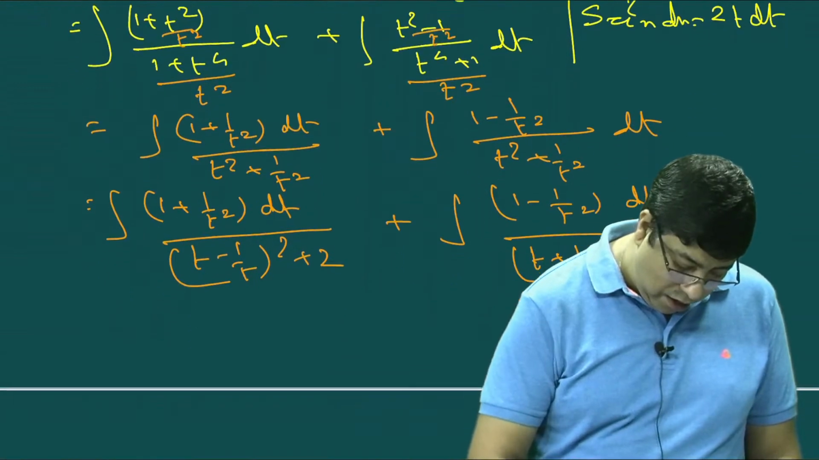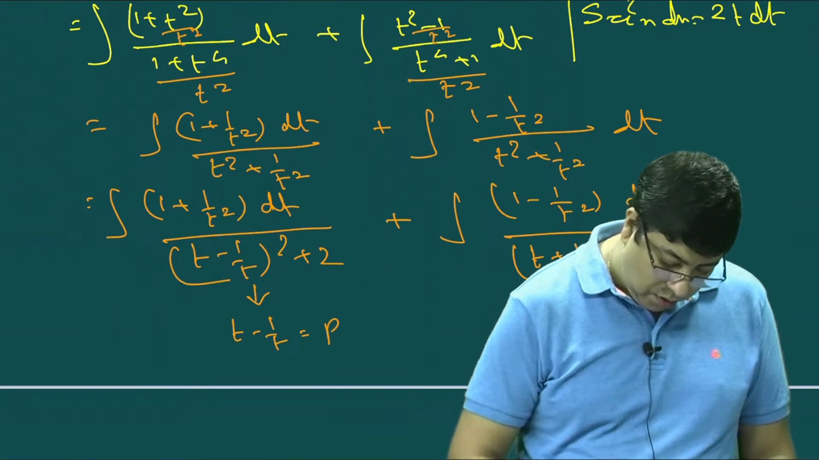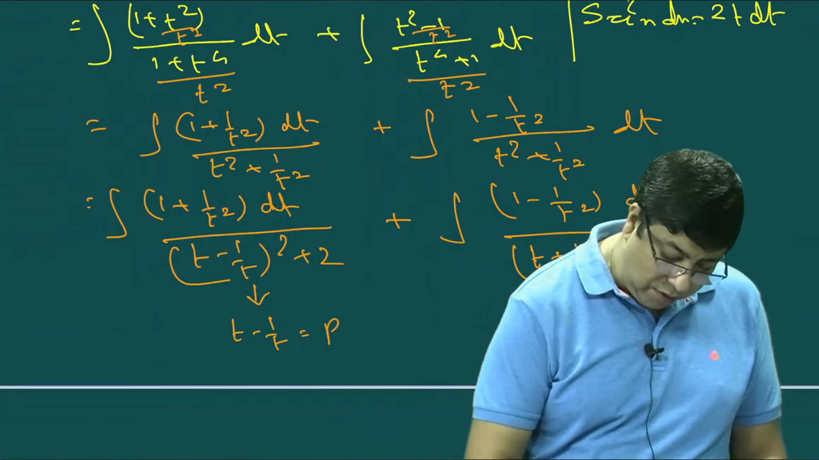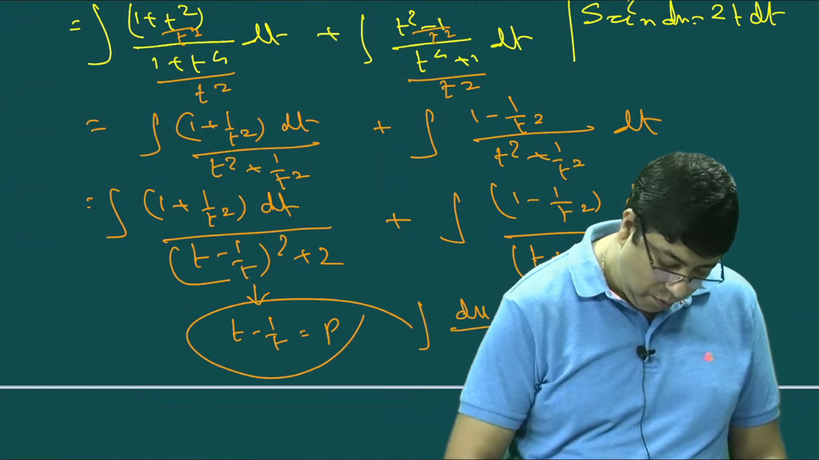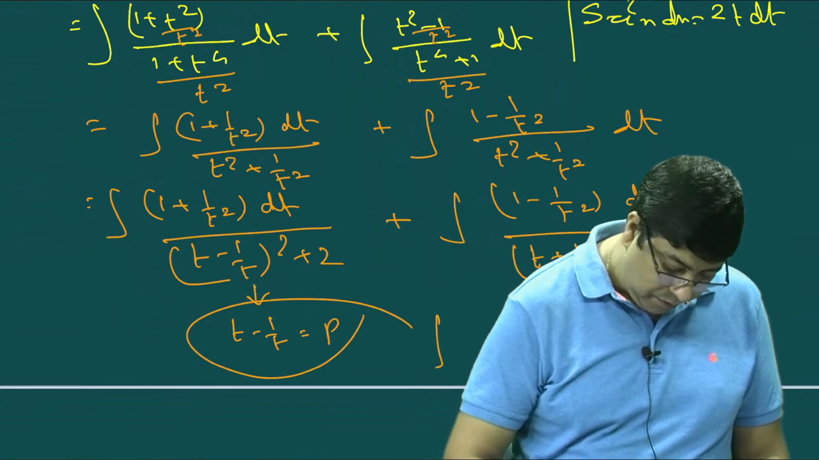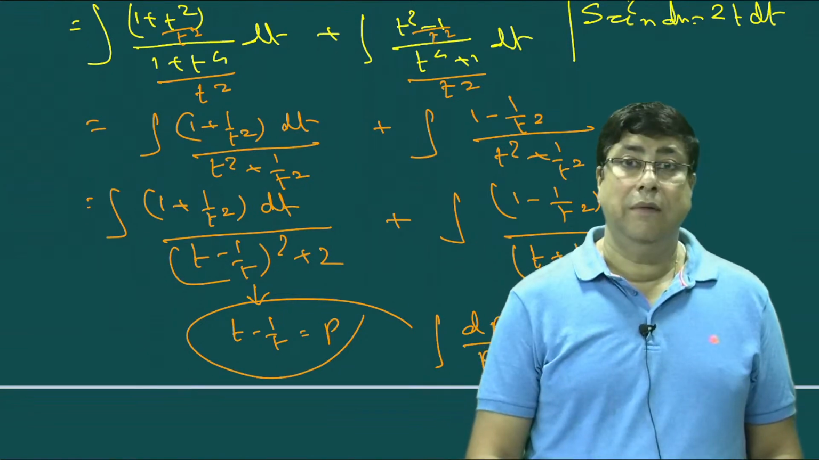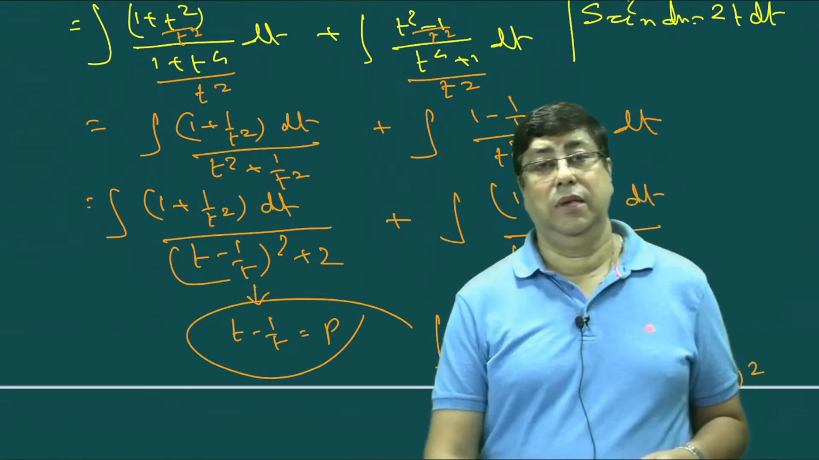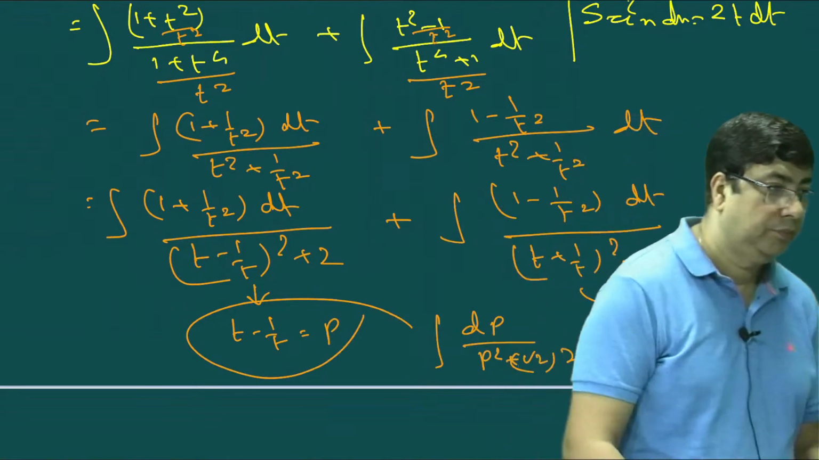Now if we take t minus 1 by t equal to p, so directly we are getting here. Similarly, t plus 1 by t equal to, suppose, u, therefore we get here dp by p square plus root 2 square, same thing as 1 by a tan inverse x by a, and here it is coming to be du by u square minus root 2 square, 1 by 2a log of x minus a by x plus a, that formula we can apply, we can utilize. Okay everybody, say this.